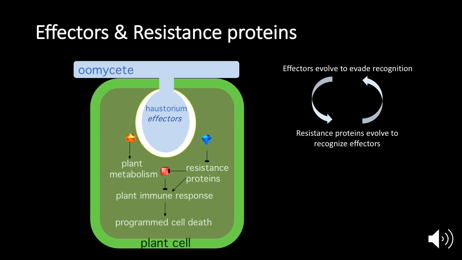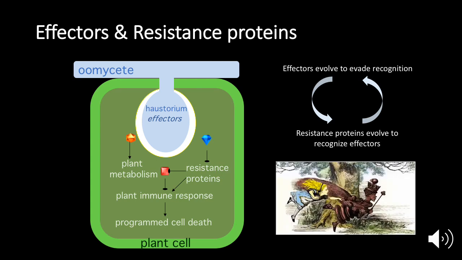So this creates selective pressure for effector genes to evolve to evade recognition. And as this happens, the resistance proteins likewise evolve to continue to recognize effectors. So both pathogen and the host have to keep running and running just to stay in the same place, like the Red Queen in Alice in Wonderland.